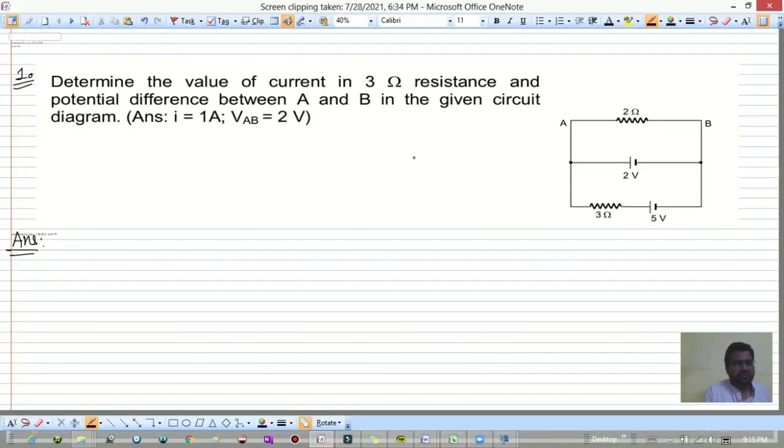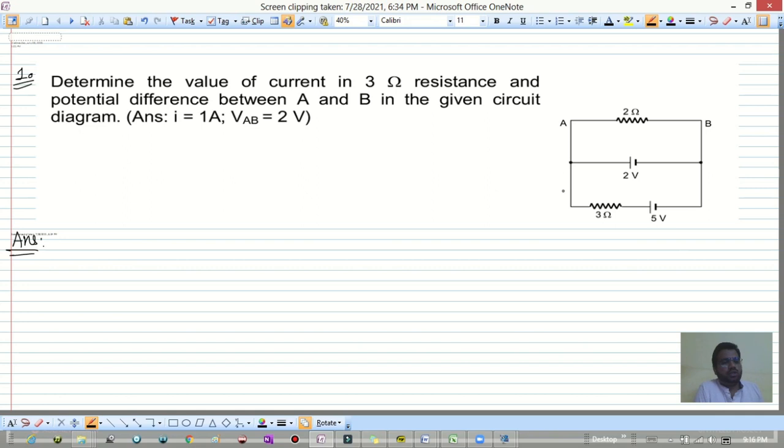So let's continue with our current electricity DPP, and in this we have the first question. That question says: determine the value of current in the 3 ohm resistance and the potential difference between A and B in the given circuit diagram. And this is the circuit diagram given. So as you can see over here, we want the potential difference between A and B.